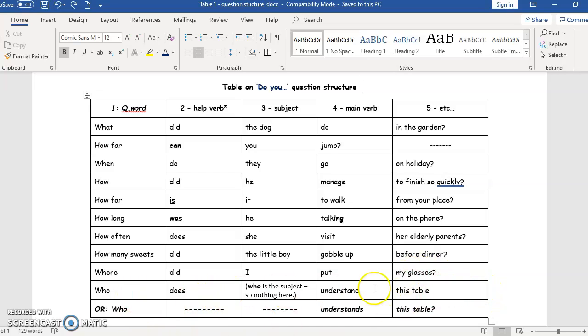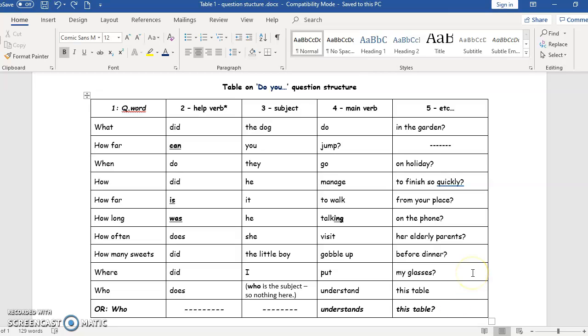Who does understand this table? This table is again the object. Now, with who, you don't need to use does. It's not wrong if you do it, you stress it, but you could just say who, and then the main verb, understands this table. It would be much simpler to ask the question like this.